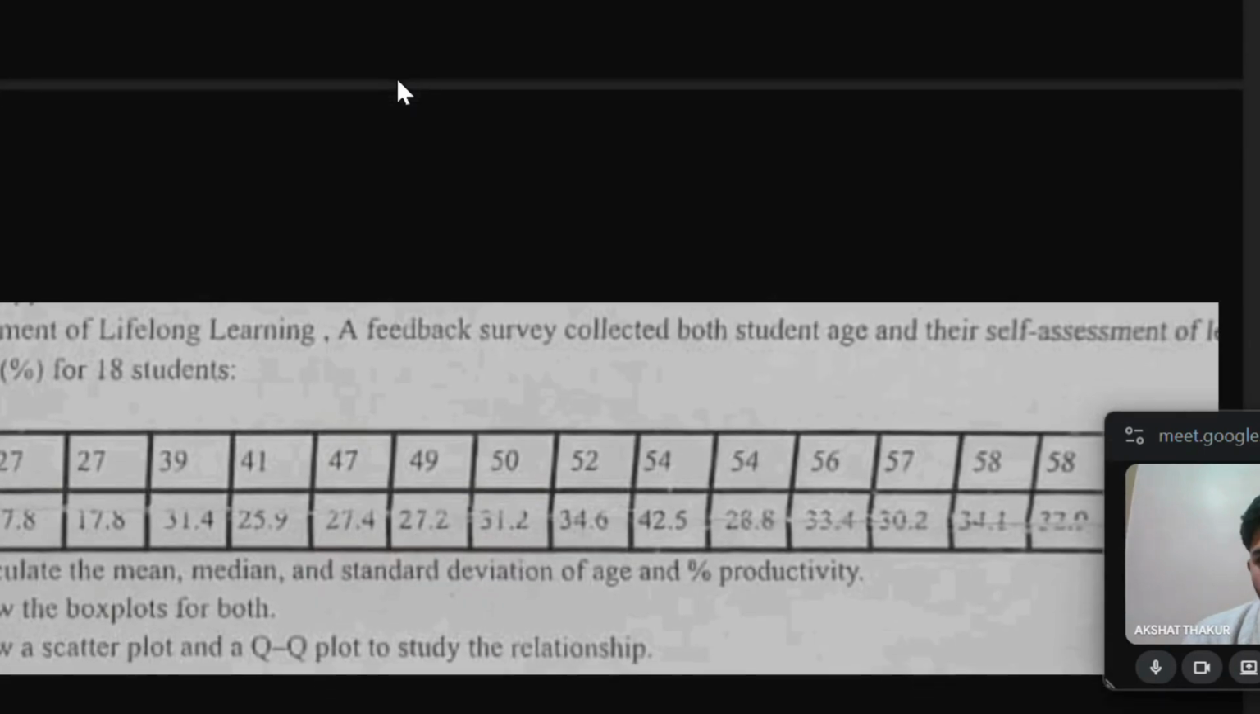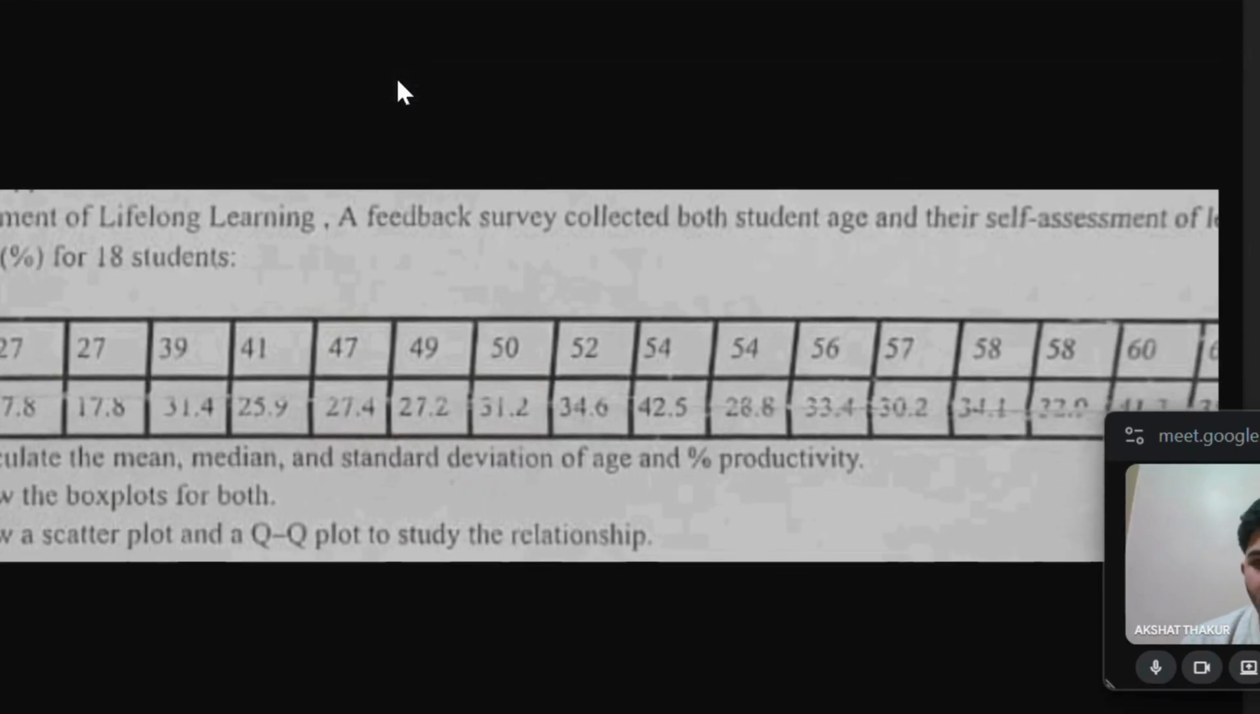Now moving forward to the next question. In the Department of Lifelong Learning, a feedback survey collected both the students' age and their self-assessment of productivity for 18 students. We have been given 18 students. Calculate mean, median, mode and standard deviation of age and percentage productivity. Draw a box plot of both, and a scatter plot and QQ plot to study the relationship.